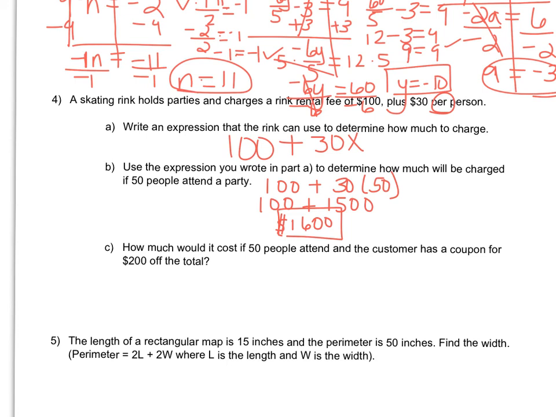How much would it cost if 50 people attend, but the customer had a coupon for $200 off? Well, I would just take my answer from Part B, which was $1,600, and I subtract $200 from it. That's going to be $1,400.